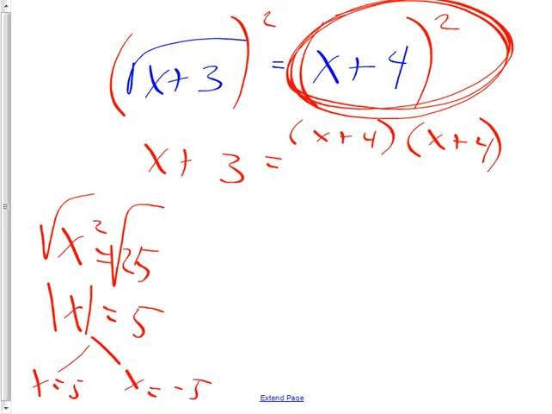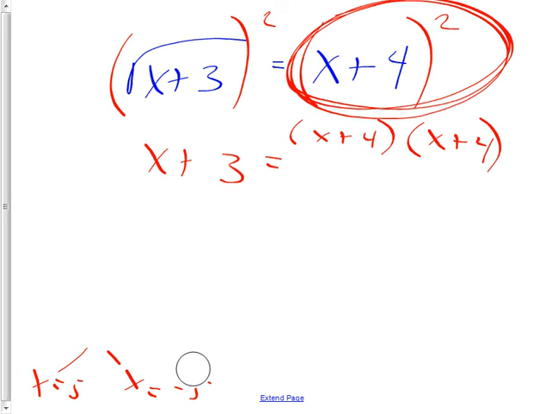Okay, so back to this one. Finish it. And if it doesn't factor, use quadratic formula. But since you're going to have something squared, you got to get it equal to 0. Can't solve them unless they're set equal to 0.